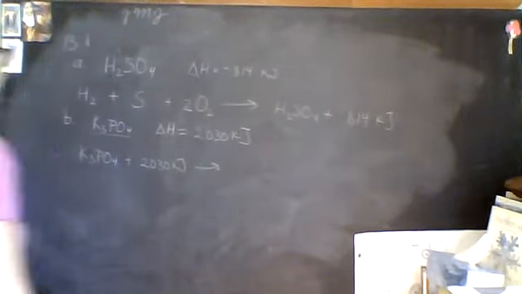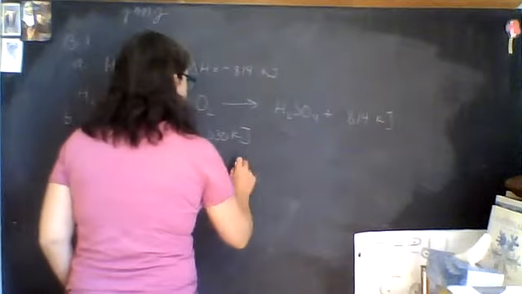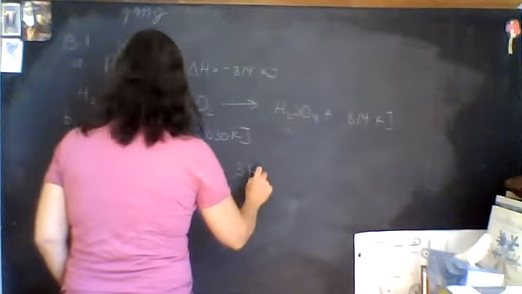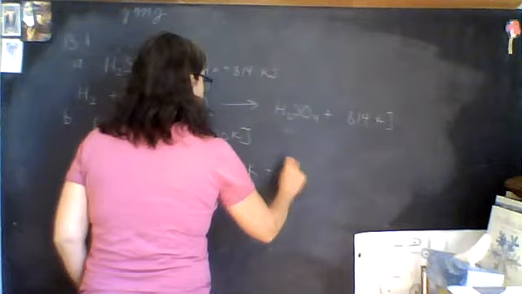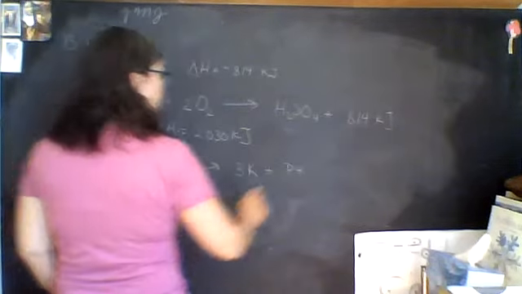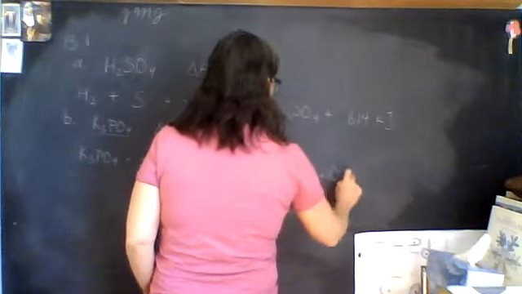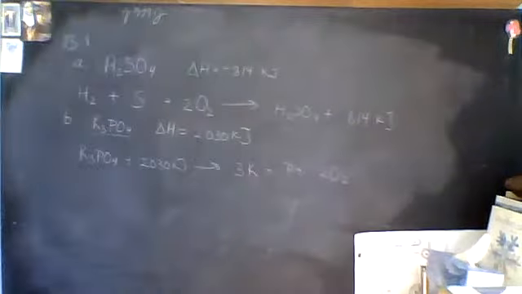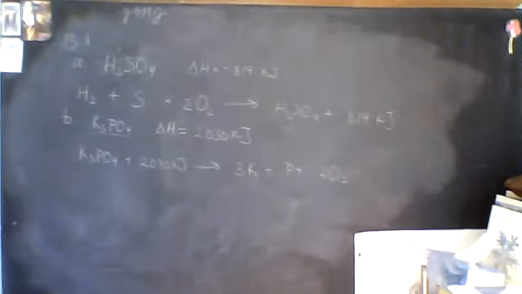So it's going to decompose into potassium and phosphate, and again, the homonuclear diatomic oxygen. Do I have my numbers right? Are we balanced?